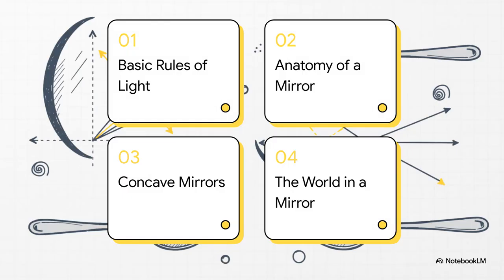So how are we going to break this all down? Well, first, we've got to start with the absolute basics, the one simple rule that light always follows. Then, we'll get into the anatomy of a curved mirror, learn the lingo. After that, we'll solve the mystery of that upside-down image. And finally, we'll see how this whole spoon thing connects to some really amazing real-world tech.